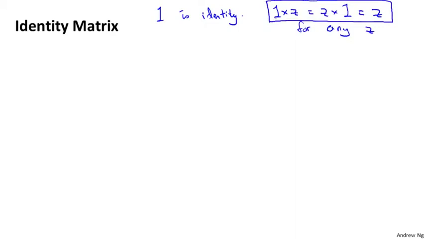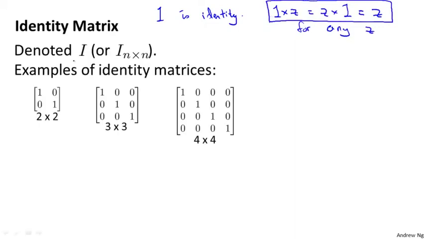So it turns out that in the space of matrices, there's an identity matrix as well, and it is usually denoted I, or sometimes we write it as I subscript n by n if we want to make explicit the dimension. So I subscript n by n is the n by n identity matrix, and there's a different identity matrix for each dimension n. Here are a few examples: here's the 2 by 2 identity matrix, the 3 by 3 identity matrix, and the 4 by 4 identity matrix.